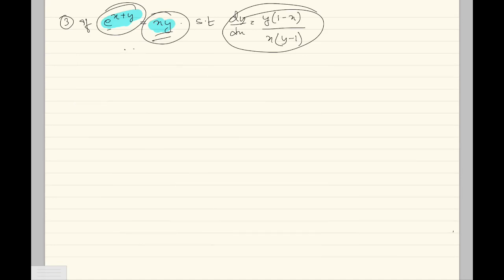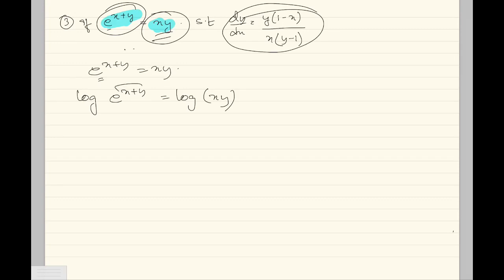So e to the power x plus y was equal to xy. Let's use log. Using log both sides, log e to the power x plus y equals log xy. Why could I use log? Because e to the power is also a function of x, remember that. So in exponential you can use log, that's not a problem.